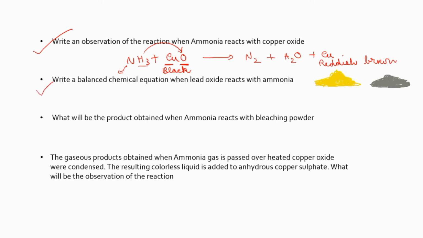Now see this one. Write a balanced chemical equation when lead oxide reacts with ammonia. We didn't discuss that. Okay, write and see what will happen. Lead oxide, PbO, and then ammonia I will write over here. What will happen? Hydrogen will be given to oxygen. Why? Ammonia is a reducing agent. So, one product obtained will be water.